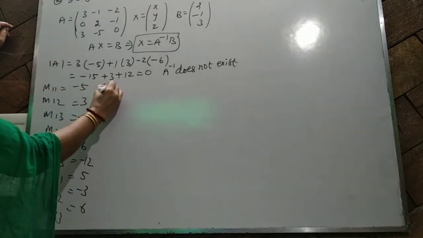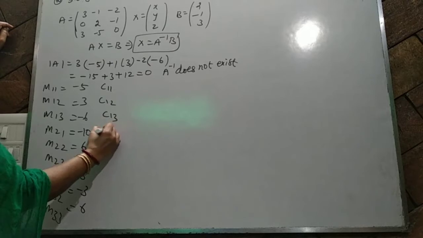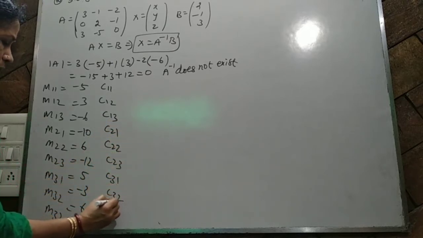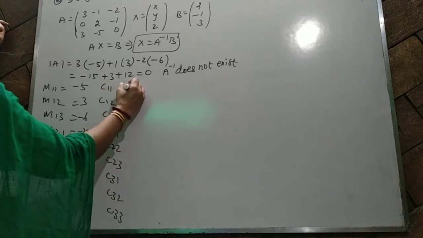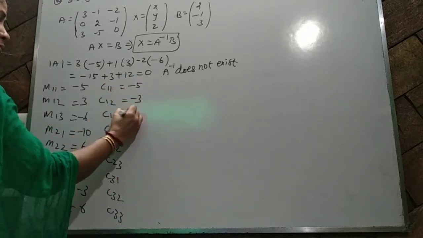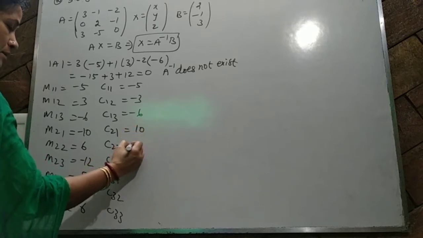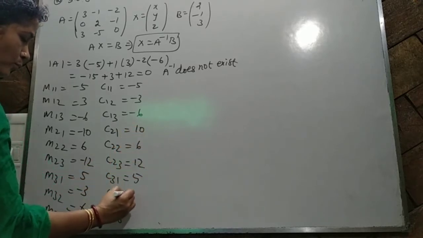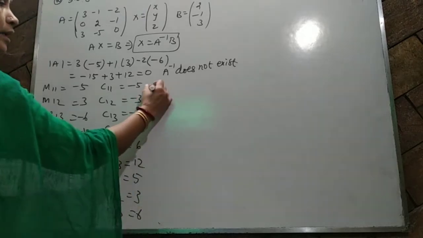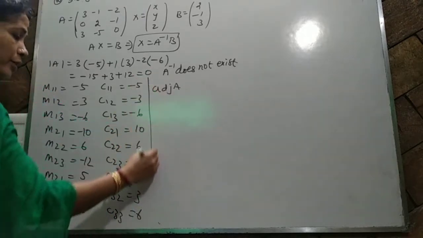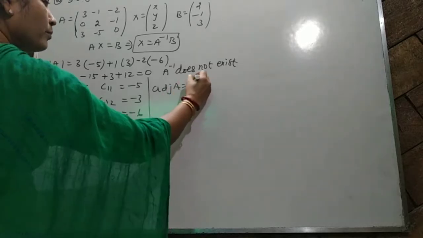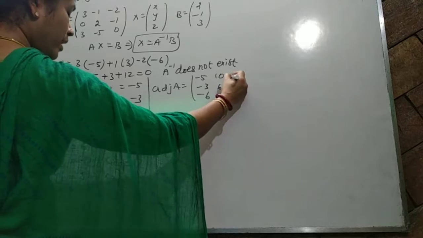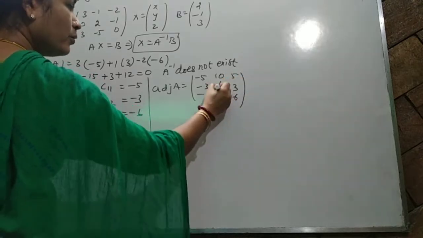Now I'm finding the cofactors C11, C12, C13, C21, C22, C23, then C31, C32, then C33. Now see, same sign, then opposite sign, then same sign, then opposite, then same, then opposite, then same sign, then opposite one, then same. Now we are getting adjoint of A equal to minus 5, minus 3, minus 6, 10, 6, 12, and then 5, 3, 6. We are getting this one, okay, fine.